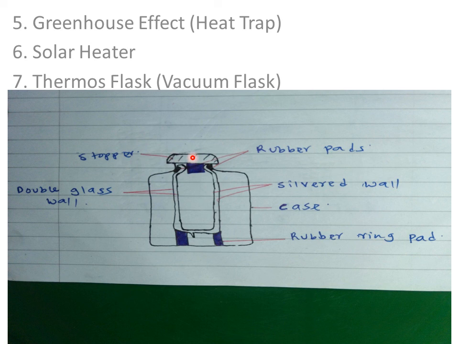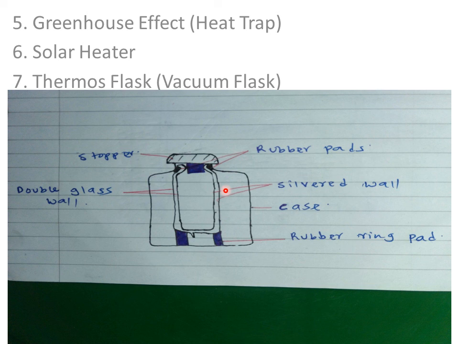Then we also have what we are calling the soft pads. These are the rubber pads, this one and this one here. Now what is their role? So the role of the rubber pads is to hold the glass flask firmly within that case, so that it is not shaking from time to time.